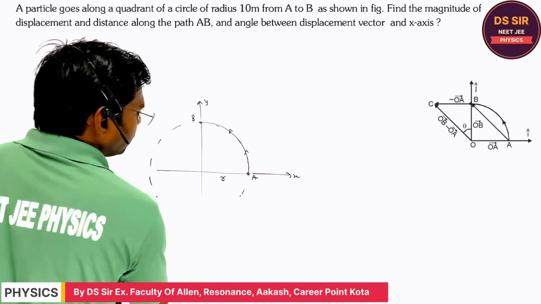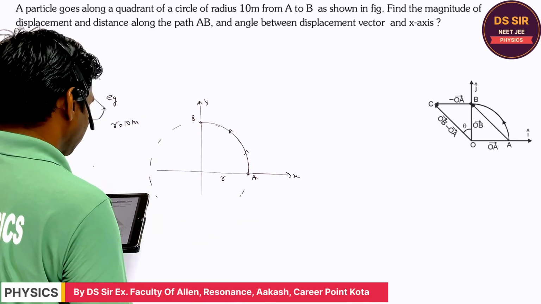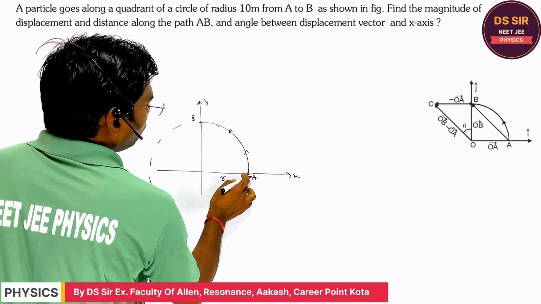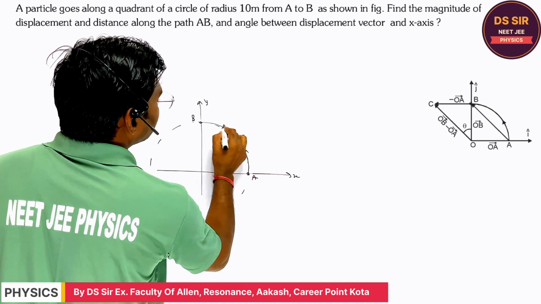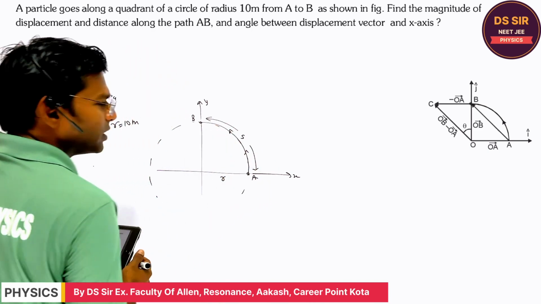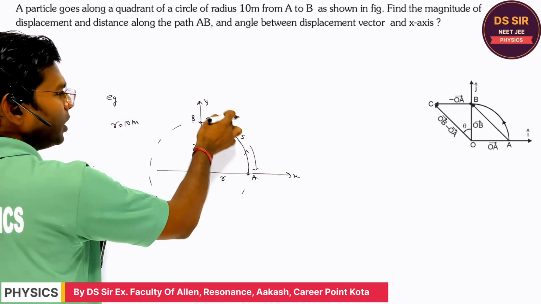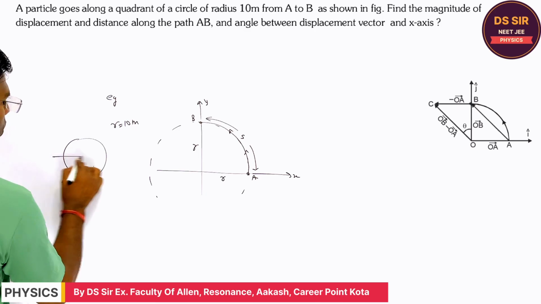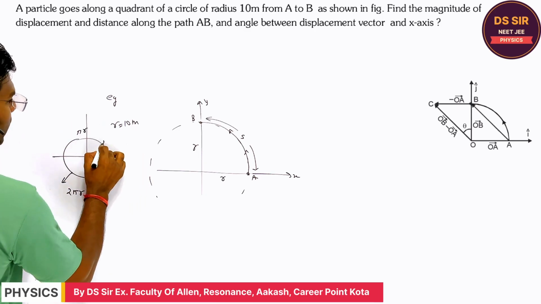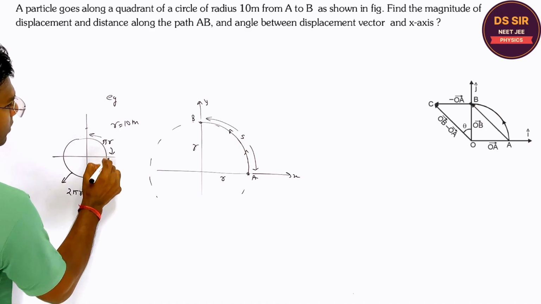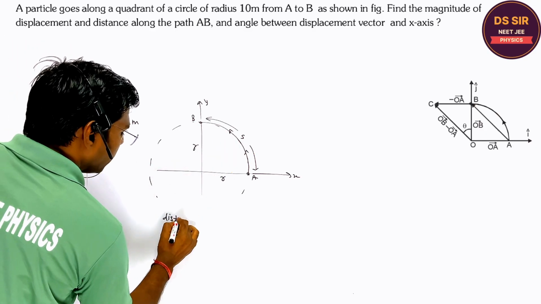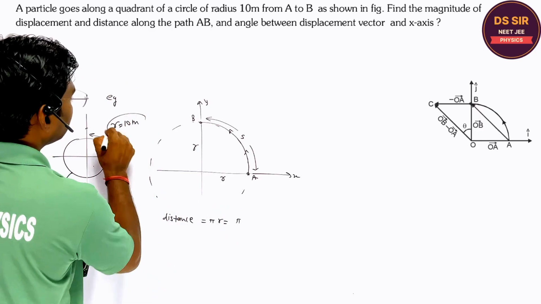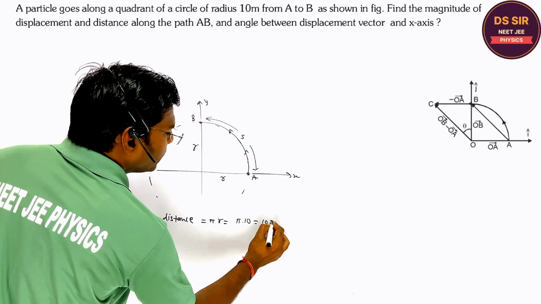So you have to tell what is the distance and the magnitude of the displacement. So what is the distance? This path length is nothing but the distance. Is it clear? So what is the total circumference, Vrinda? Say 2 pi r. So half is pi r. So 1/4 is pi r by 2. It means the distance along AB, along the quarter circle, is nothing but pi r by 2, and r is 10 meter. So this is 5 pi meter is the distance.